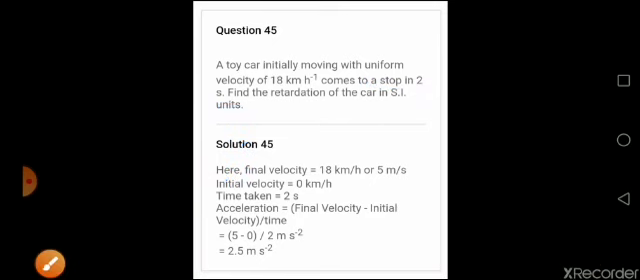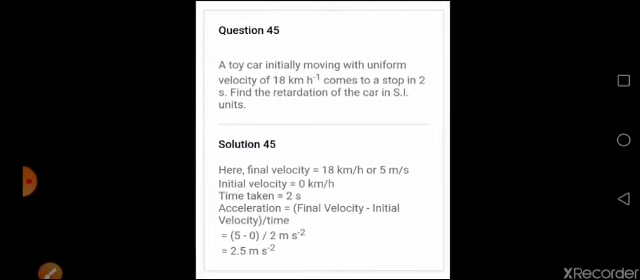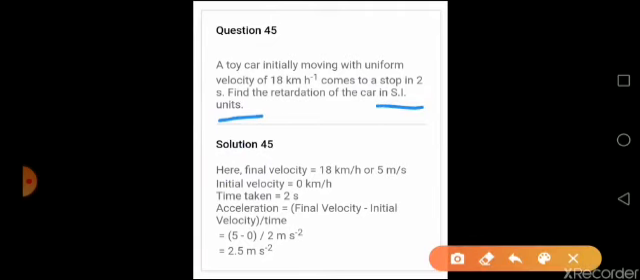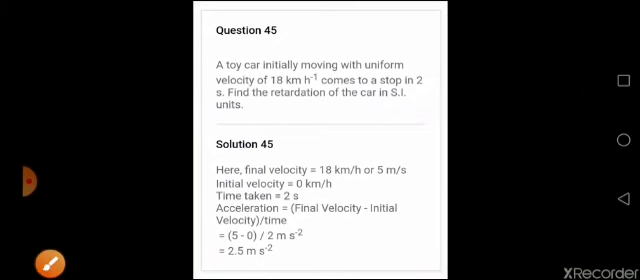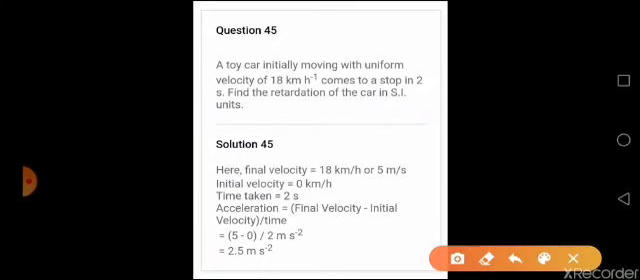Now see carefully, find the retardation of the car in SI unit. That is very important. See the retardation, you have to find it in SI unit. SI unit of acceleration is meter per second square. So what you have to do is, when you write the u value, v is equal to 0, then no problem. Here the u value is given in kilometer per hour. You have to convert it to meter per second and then only start solving the question. That is what is done here.